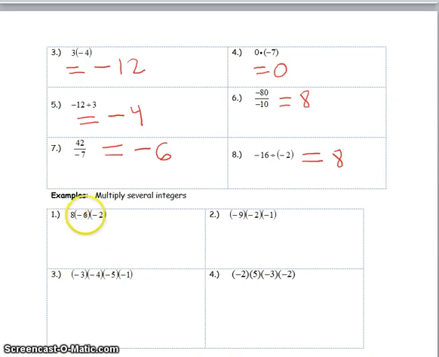Now I want you to take a look at the next examples. We're multiplying several integers. Now let's take a look here. We have a positive 8 times a negative 6. Positive 8 times a negative 6 we know will give us a negative answer. 8 times negative 6 is negative 48. But then we bring down our negative 2.